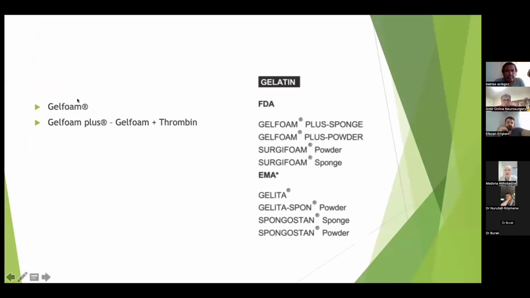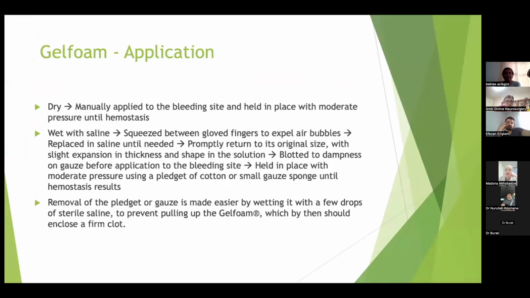Now, all of us know gel foam, but there is something called gel foam plus as well. That is a combination of gel foam and thrombin. And these are the common gelatin-associated hemostats. Now, all of us know how to apply gel foam.